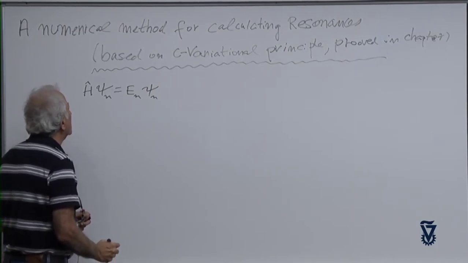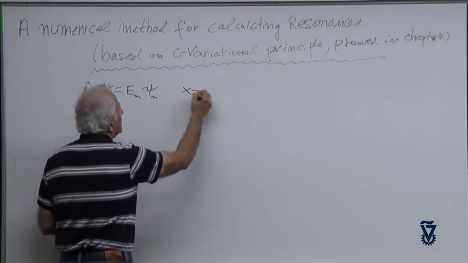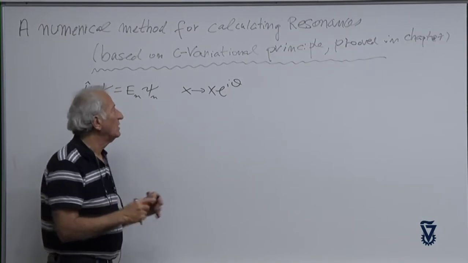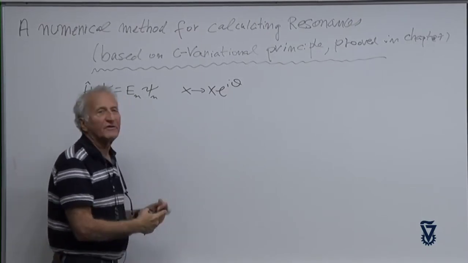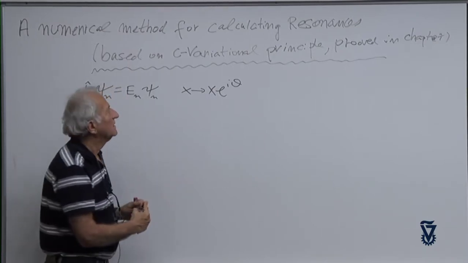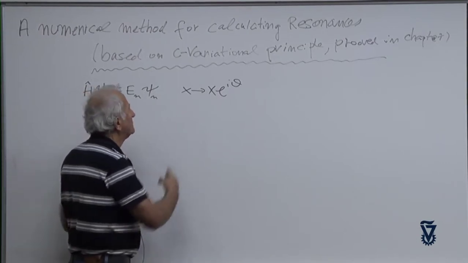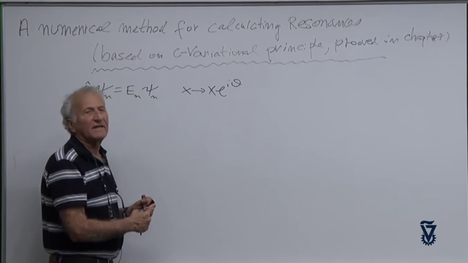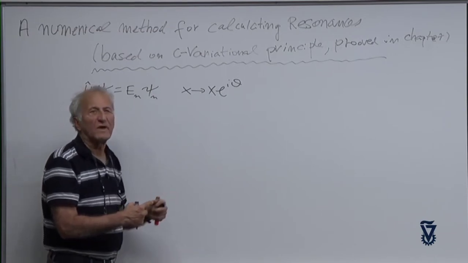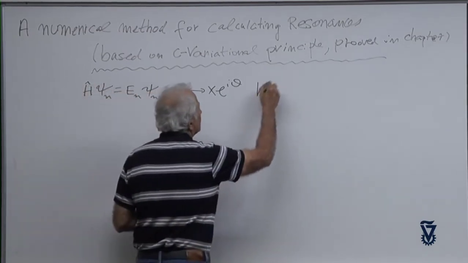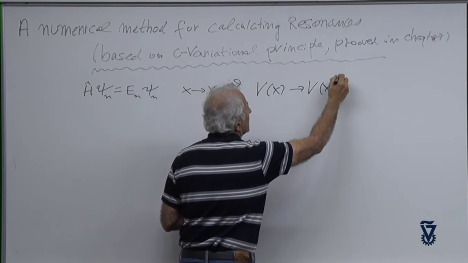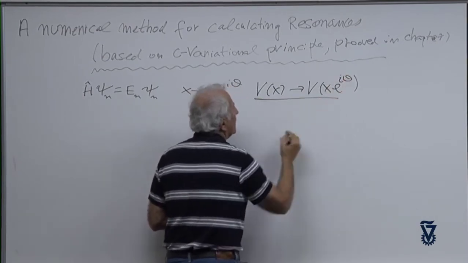And if we take x to be x e^{iθ}, as I described in my first talk, and we will discuss it much more after you read the chapter, I think it will be chapter 5 in the book, when we speak about complex scaling and the different methods that make the resonance wave function square integrable, then in such a case the V(x), which is the potential in this case, becomes V(x e^{iθ}). And this can be done only for analytical functions.